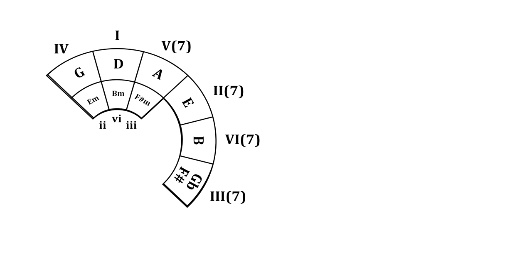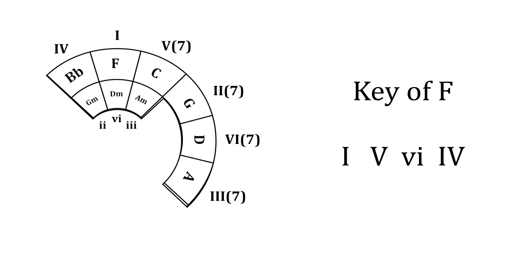Key of F, we're going to play 1, 5, 6, 4. The 6 is lowercase, so it's minor, and we're not going to add the 7 to the 5 chord this time, we're just going to play it as a straightforward major chord. So our chords will be 1, F, 5, C, 6, D minor, and 4, B flat. That's the chord sequence to I'm Yours by Jason Mraz, only in the key of F. Here we go. 1, 2, 3, 4.